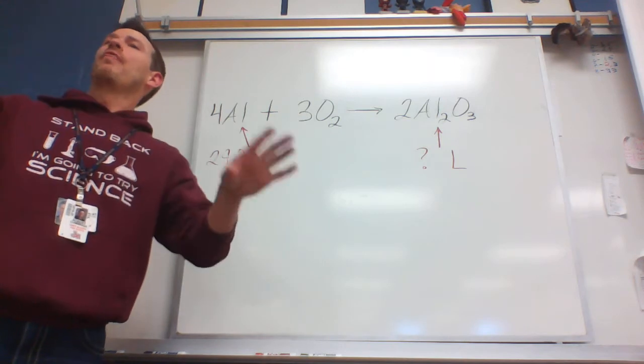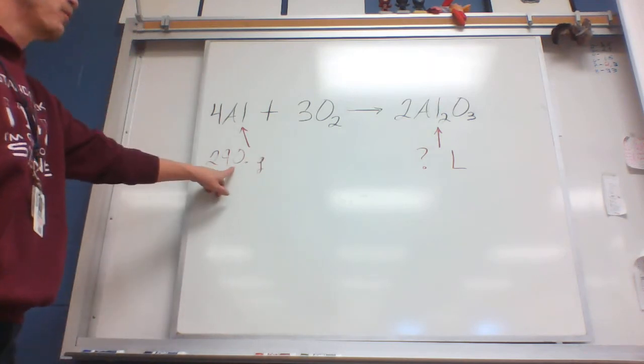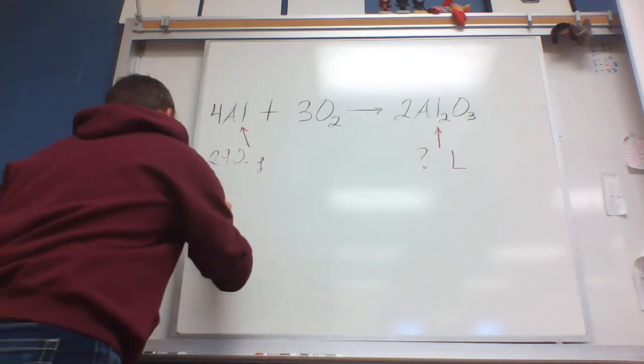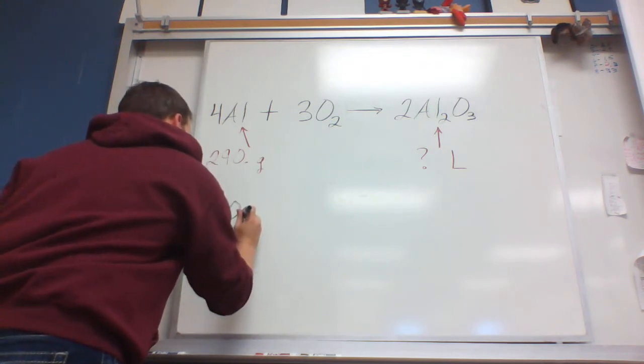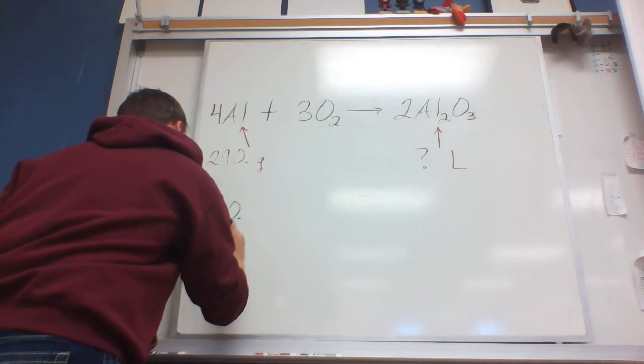No matter what, though, we always take the given information and put it into our first square. So we are automatically going to start with 290 grams of aluminum.